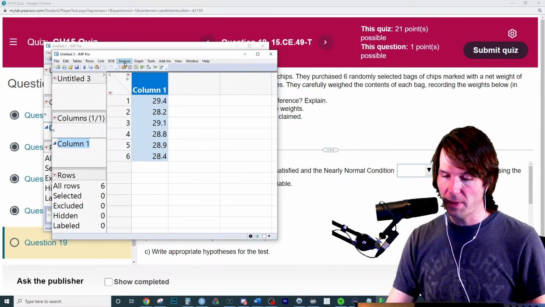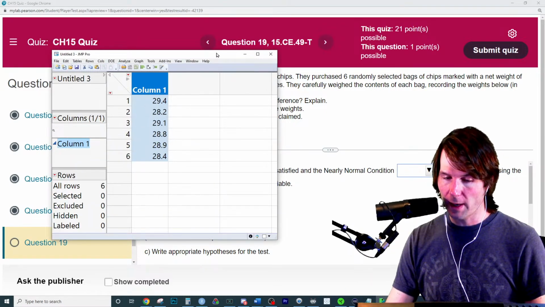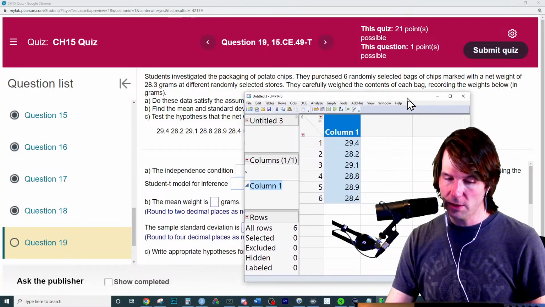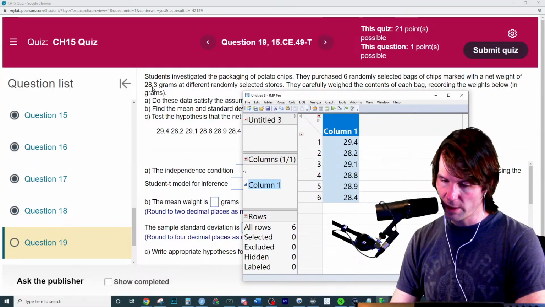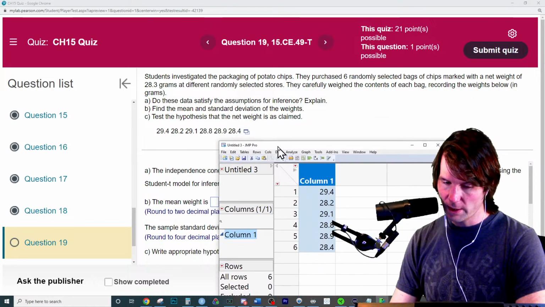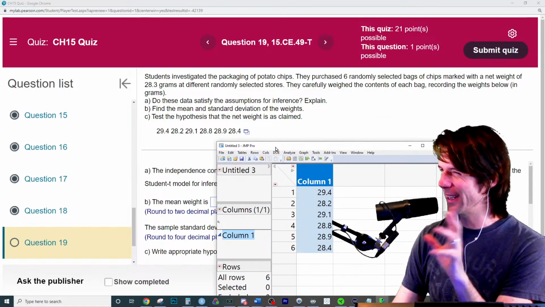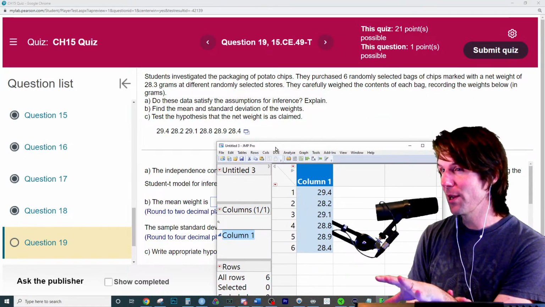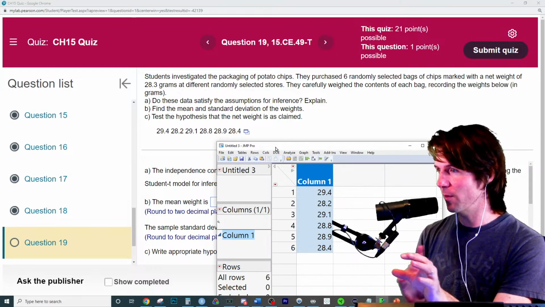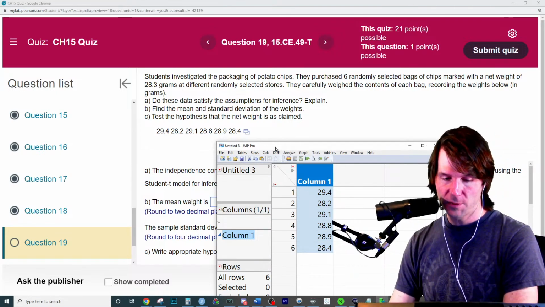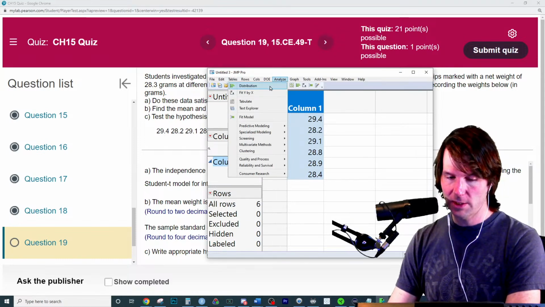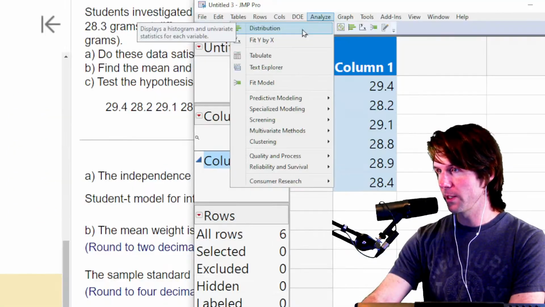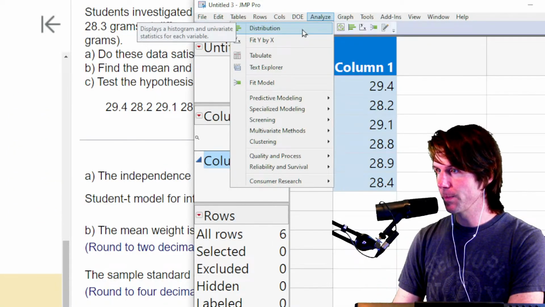Now that you've got the data pasted into JMP, we need to run the hypothesis test. They are testing if the true weight of these chips is equal to 28.3. I think they want you to find the mean and the standard deviation, so they kind of want you to do it by hand first, but we don't have to do it by hand. To find this information right here, go to Analyze. Under Analyze, go to Distribution.